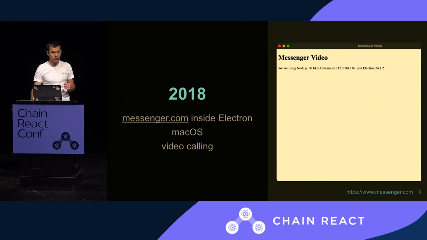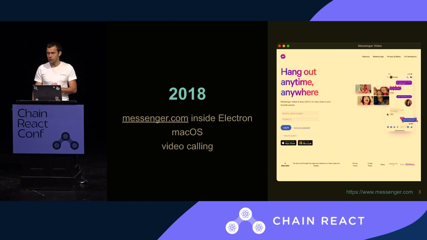So we did what most other people would do at this time. We built a small prototype. We used Electron. We took the messenger.com code base, and we were basically loading it inside an Electron shell. This was really simple. We made this application available for Mac only, and we only supported video calling. It was a prototype. A small team was working on it. We shipped it to a small target audience. We had some Messenger power users, which we wanted to try out this application.